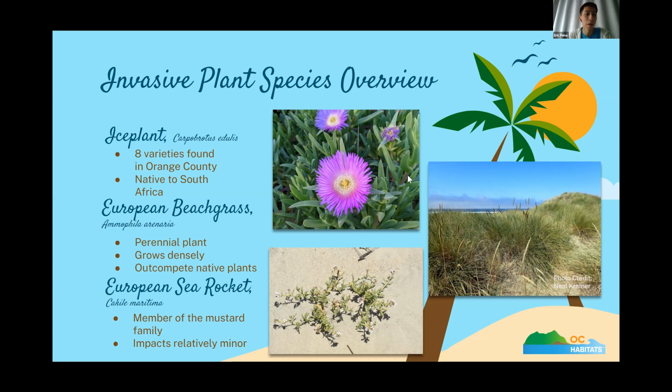We also have the European beach grass, the scientific name Ammophila arenaria. They are a perennial plant with light green leaves. It's this plant right here.